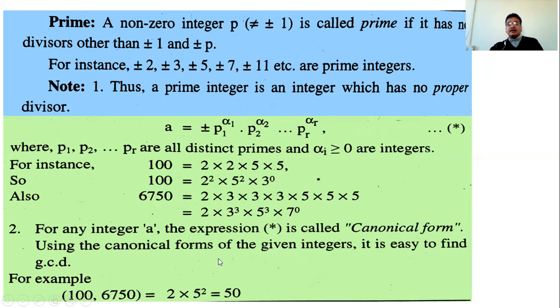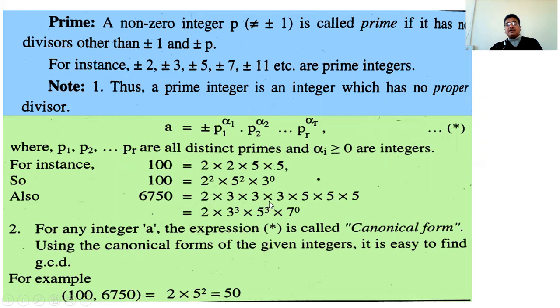And we can find the greatest common divisor by using canonical form. Already we observed the example of greatest common divisor by using factorization as a product of primes. For example, the greatest common divisor of 100 and 6750 is what? So take the common factors. So what are the common factors? Here is 2 raised to 2, here is 2 raised to 1. 2 is common, so take 2. And here is 5 square, here is 5 cube. So 5 square is common.